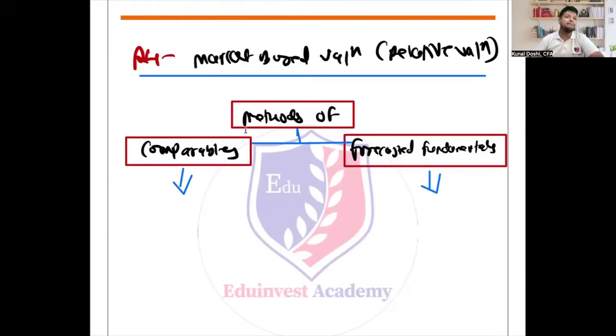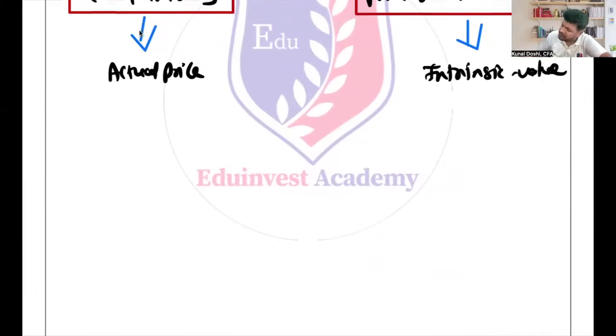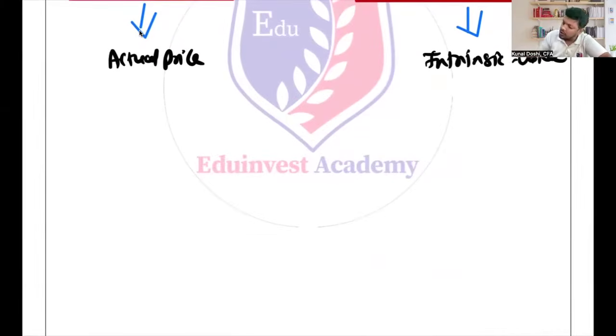In the method of comparables, we are going to use the actual price. In the method of forecasted fundamentals, we are going to use the justified price or the intrinsic value that we have computed. Correct? So here we use the actual price, and here we use the intrinsic value, correct? Which is based on the Gordon's growth, right?